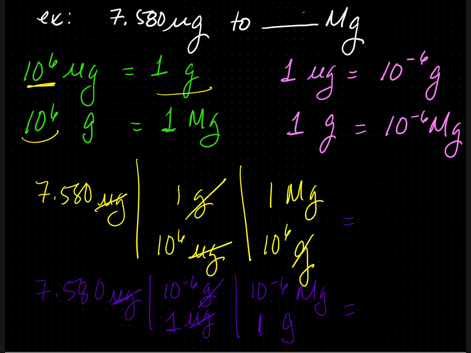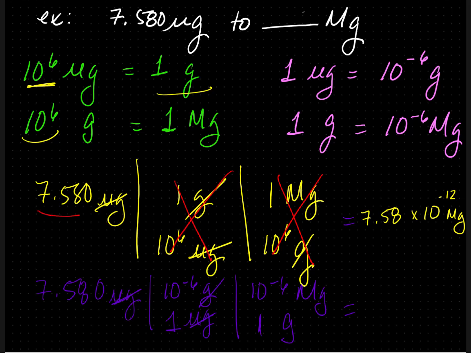So you're going to multiply 7.580 times 1 divided by the denominator, which is 10 to the 6 times 10 to the 6. Divide both, and you should get 7.58 times 10 to the negative 12th megagrams. Now I need to go back and do sig figs. Conversion factors do not count.